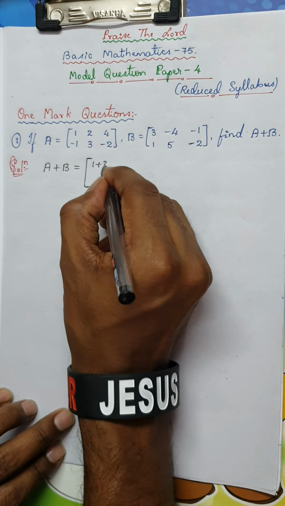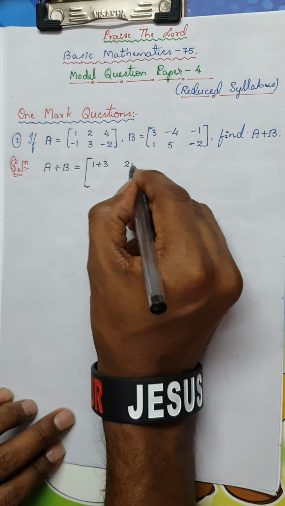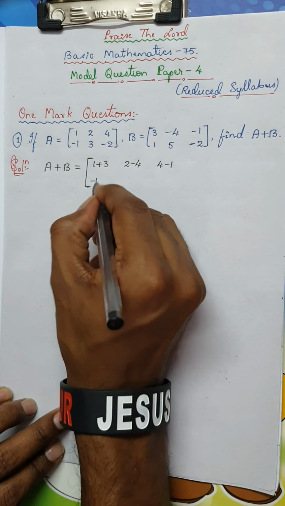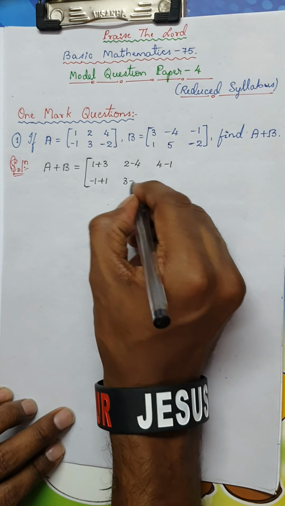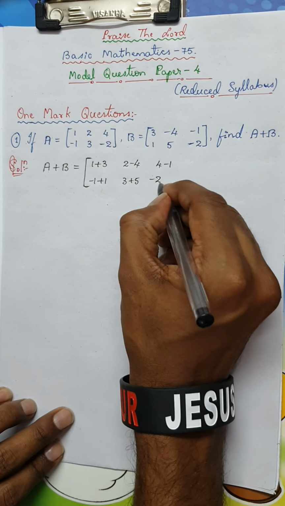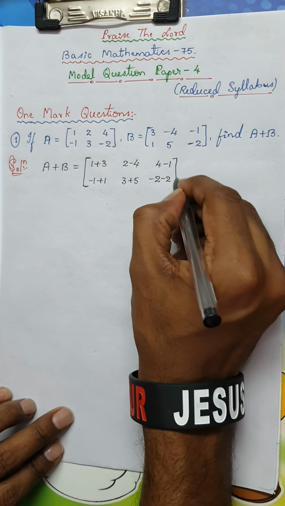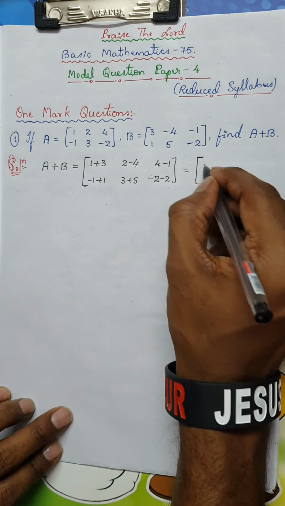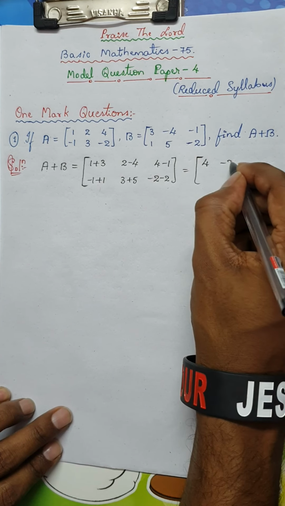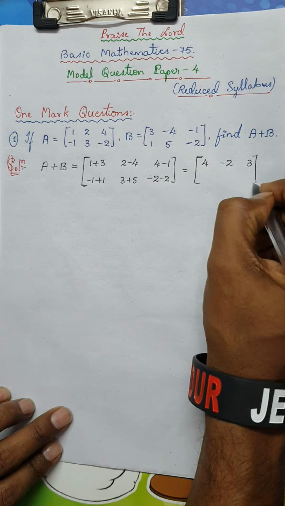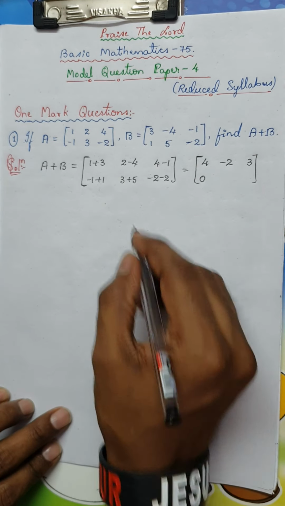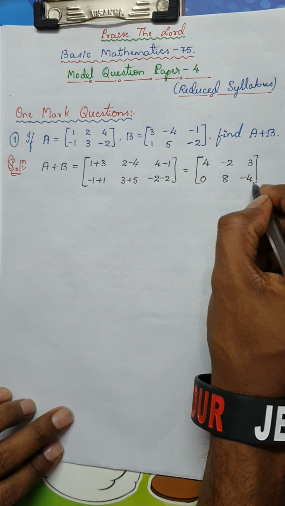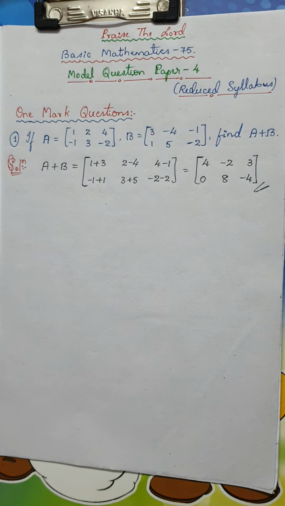So it is 1 plus 3, and this is 2, already it is minus 4. Because the element is minus, I'm taking minus. And it is 4 minus 1. Similarly, minus 1 plus 1 and 3 plus 5, and this is minus 2. Remember, minus 2, you are adding. So just add it. 3 plus 1 is 4. 2 minus 4 is minus 2. 4 minus 1 is 3. Minus 1 plus 1 gets cancelled, it is 0. 3 plus 5 is 8. Minus 2, don't take it 0, it is minus 4. And that is enough to give you 1 mark.